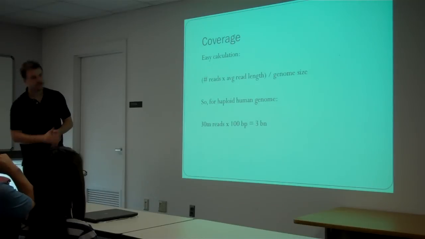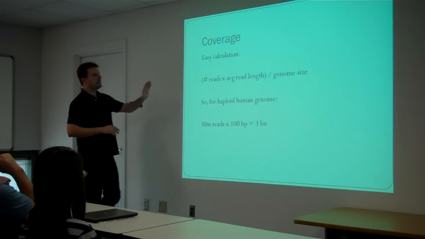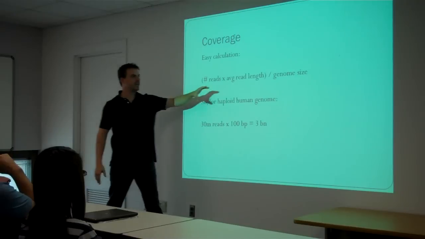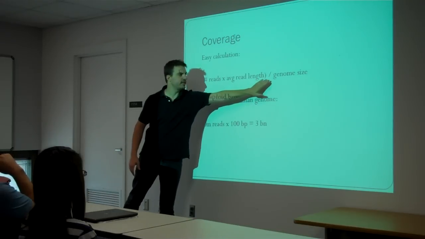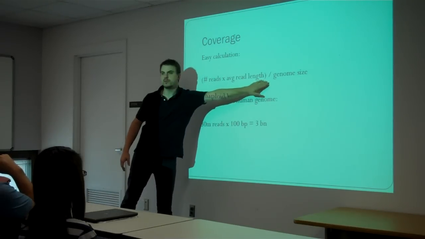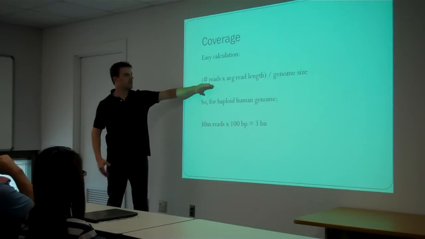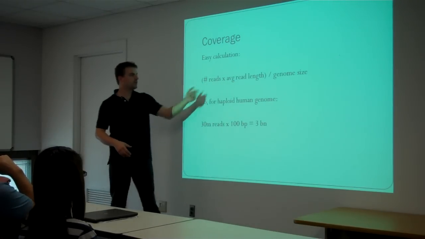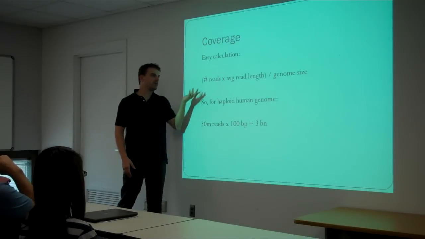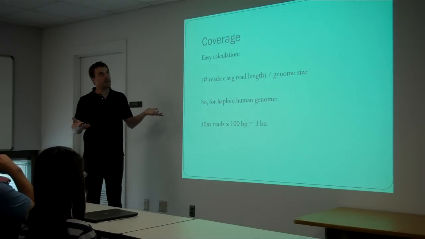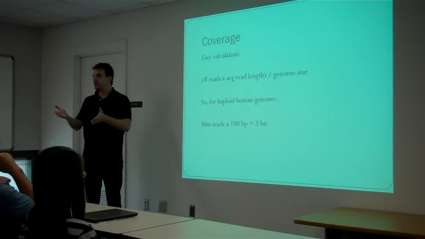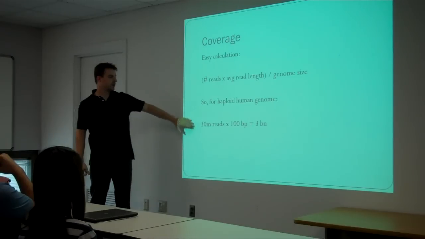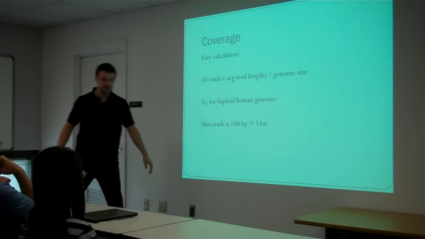Coverage is this concept that I'll be referring to periodically. It's easy to calculate. For something like a genome, you take your estimated genome size. So for humans, this is about 3 billion base pairs. You take the number of sentences you got out of the sequencer and the average sentence length. You multiply those two and you divide by the genome size. So suppose you have 30 million sequences of length 100. That's essentially 1x coverage of the human genome. 30 million reads times 100 bases is 3 billion.